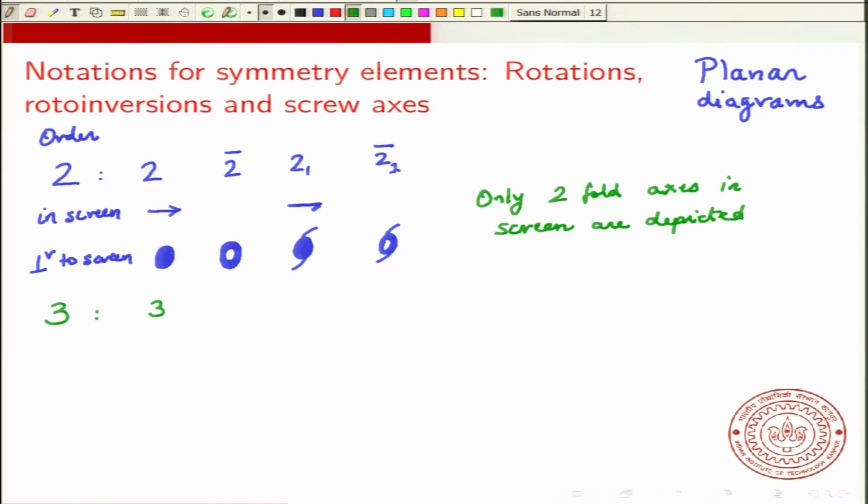The threefold axes perpendicular to the page, all the axes are depicted. So if you have a 3 perpendicular to the screen, then you show it by a filled triangle. If you have a 3 bar, then you show it by a triangle with a circular hole.